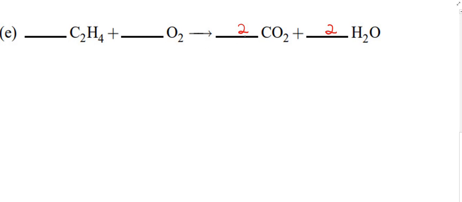Last one. We've got 2 oxygens on this side. We've got 2 times 2 is 4, plus another 2. We've actually got 6 on this side. So what number am I going to have to put here? Put a 3. 3 times 2 is 6. And that looks balanced to me.